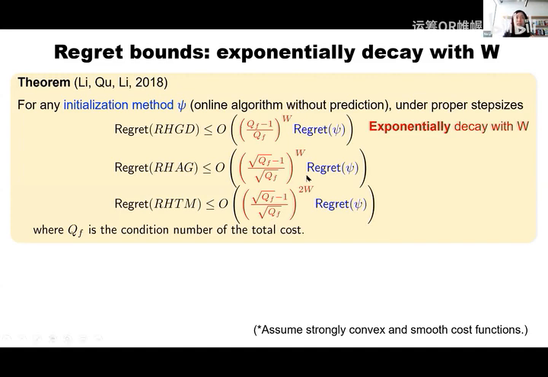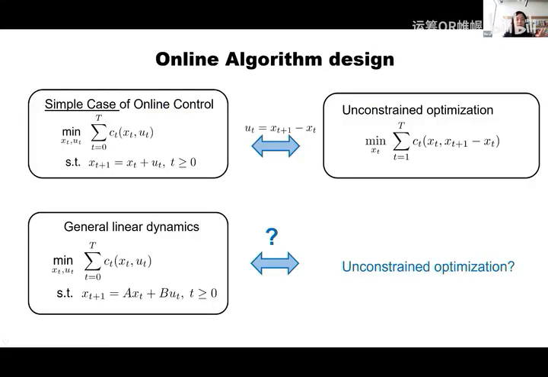So what this says is taking any kind of online algorithm from the literature that people don't use prediction in, and there are many of them. Once we have the prediction, just perform the W-step gradient descent, and then we can improve the regret. If we assume the problem is strongly convex, then the improvement is exponential. And that is the value of the prediction. So this is a very nice thing for the simple case.